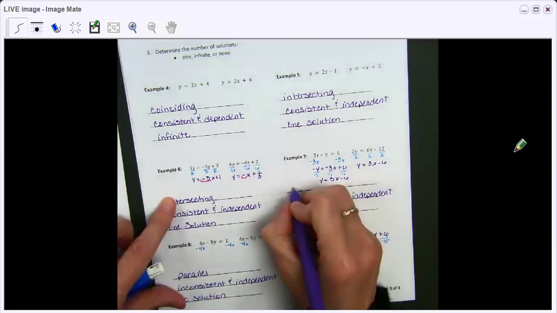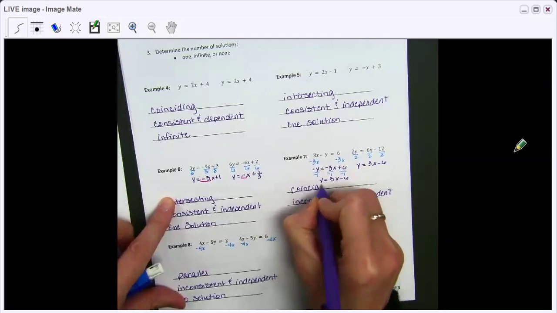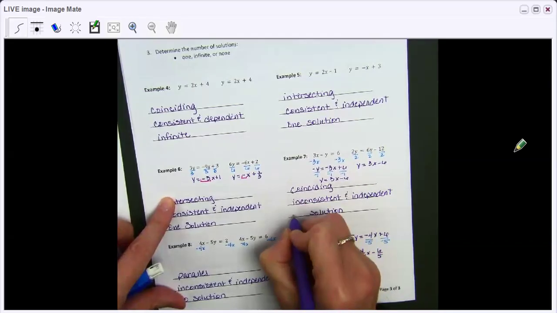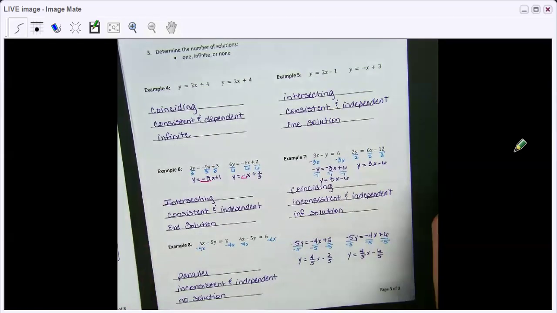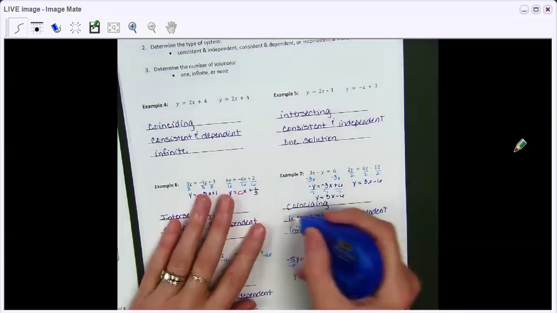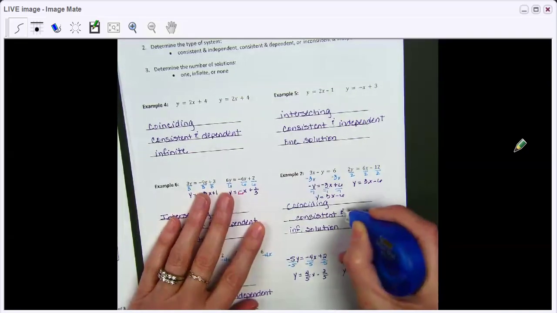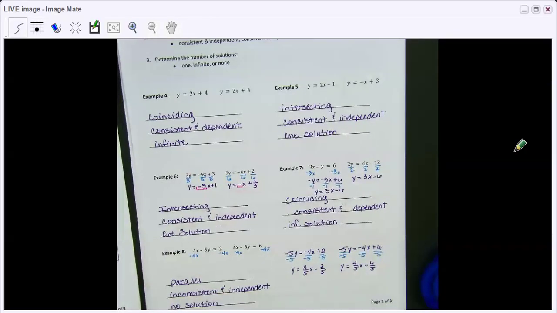So coinciding. Infinite solutions. And it is consistent and dependent. Oh, these are both wrong. Consistent and dependent. All right. So is that right? Everyone got that? Okay. All right. So that concludes lesson 5.4.